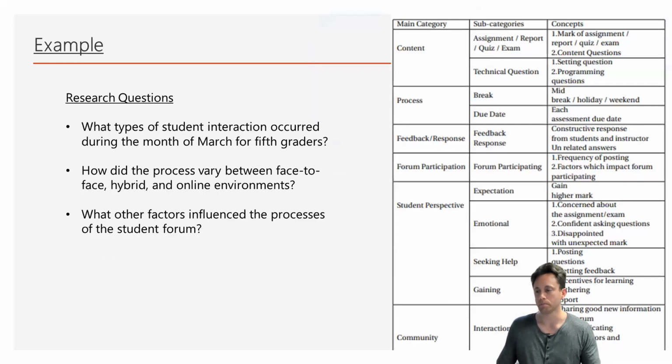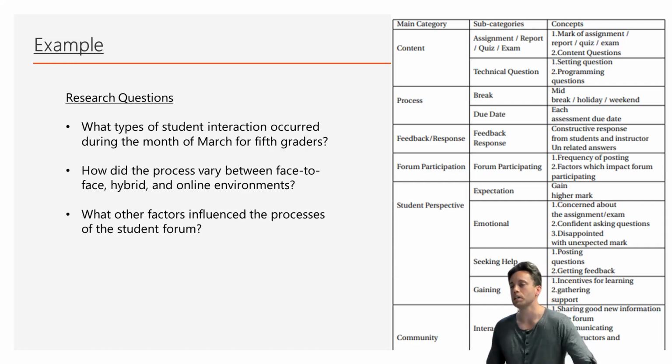For instance, let's say that you had a research project and you were looking at what types of student interaction occurred during the month of March for 5th graders during the day. How did this process vary between hybrid or face-to-face or even online environments? And what other factors influence the process of student forums within those spaces? And as you can see on the right side of the page, you have a number of different main categories: processes, feedback, participation, student perspectives, and the overall community.